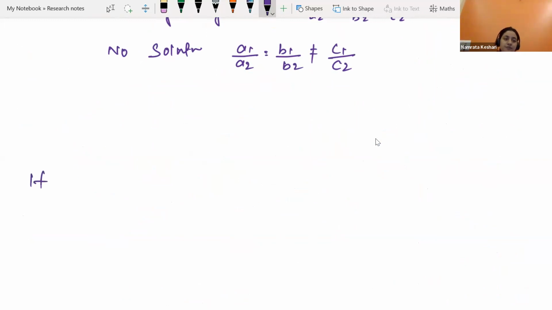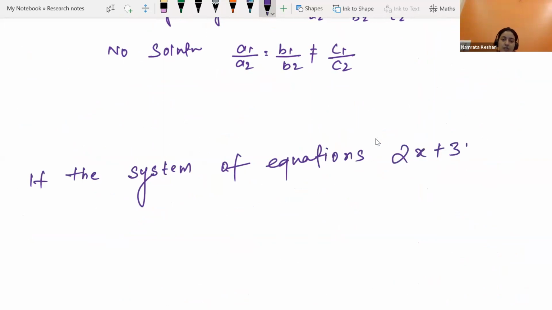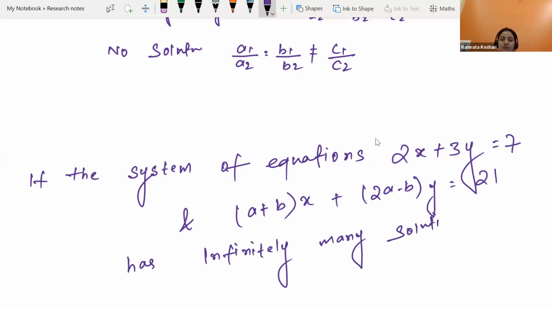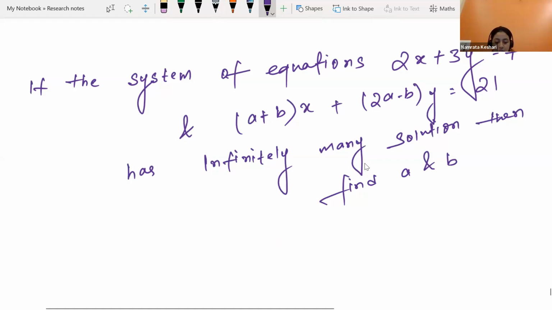If the system of equations 2x plus 3y is equal to 7 and (a plus b)x plus (2a minus b)y is equal to 21 has infinitely many solutions, find a and b. After that, we'll be taking the next chapter, that is quadratic equations. Okay, please do it. This is the last question.